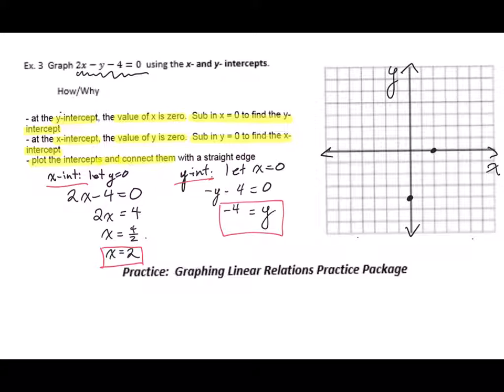And from here we end up simply drawing our line that goes on forever. We will also take the time to label our line: 2x minus y minus 4 equals 0. And we're good. So now what I'd like you to do is practice these problems on the sheets that I've given you. Good luck.